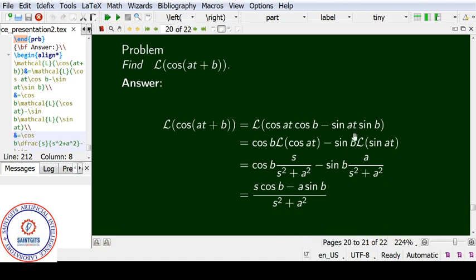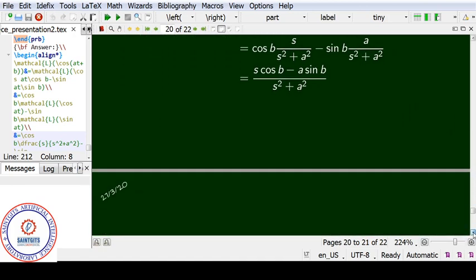Now apply linearity property. Cos b is a constant, take it outside. Cos b into L of cos at minus sin b into L of sin at. L of cos at is s by s square plus a square, minus sin b into L of sin at, which is a by s square plus a square. Now the denominator is same, so we can combine the numerator in a single denominator. So s into cos b minus a into sin b by s square plus a square. Here also we apply a trigonometric relationship, cos a plus b equal to cos a cos b minus sin a sin b. It's an identity.